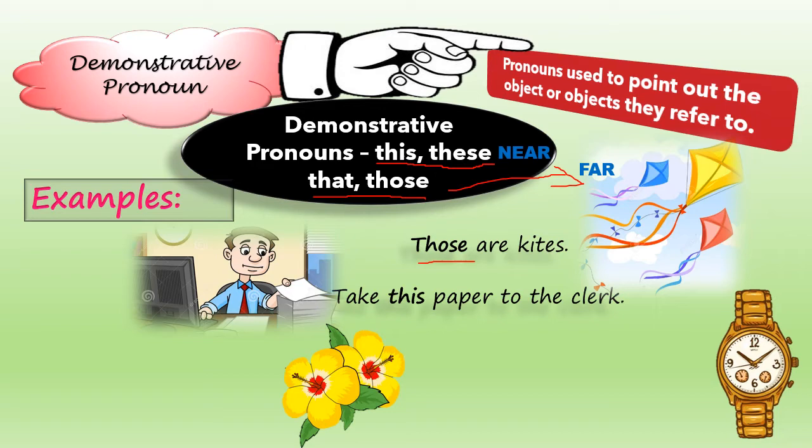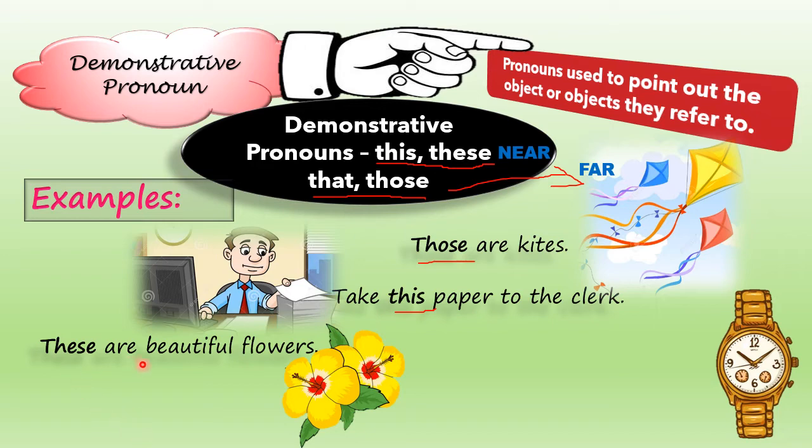Now, see what is the next example. Take this paper. Take this paper to the clerk. This is only one paper. That is why this is singular in number, one in number. That is why we are using here this paper. Take this paper to the clerk. Is it clear?